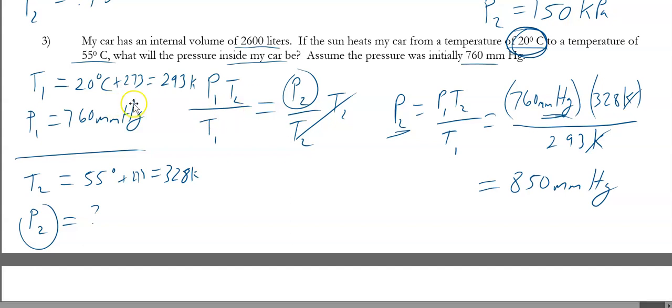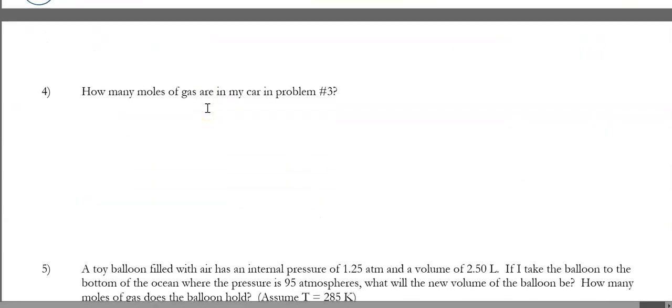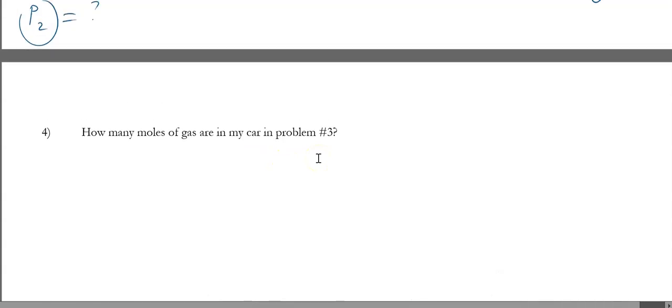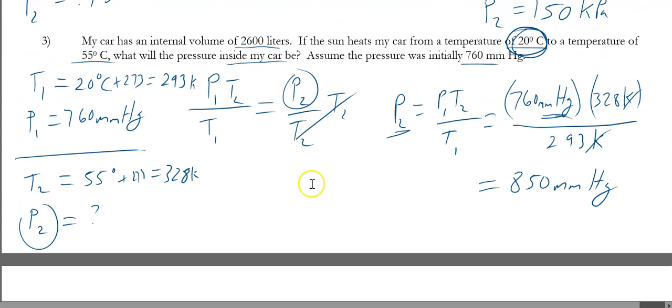Okay, let's do a couple more. Now number 4 is asking, in the problem above, how many moles of gas are in the car? So what are we going to use here? Number 4, we're just looking for one variable that we don't have. And so we're going to use the ideal gas law for this one. But then you might say, well, what conditions should I use? Do I use the P1, T1, this set of conditions, initial, or do I use these here? And the answer is it doesn't matter.